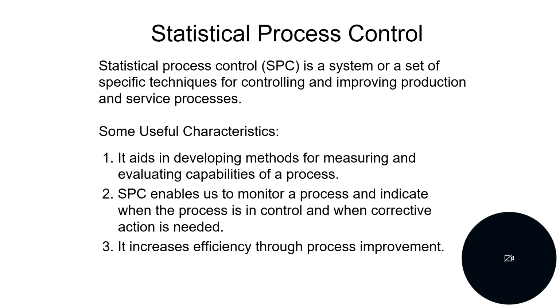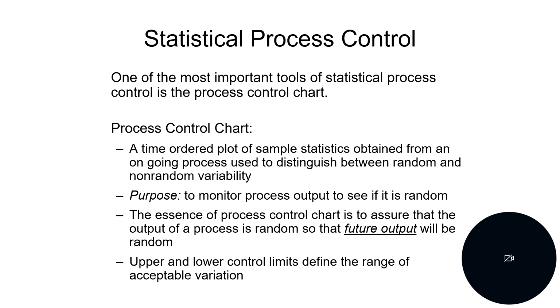Next, we move on to statistical process control. This is a system of techniques for monitoring and improving production and service processes. The main goal is to measure and evaluate a process's capability, indicate when it is in control, and increase efficiency. So a factory would use this to track the weight of potato chip bags to ensure consistency and also minimize the waste we're having.